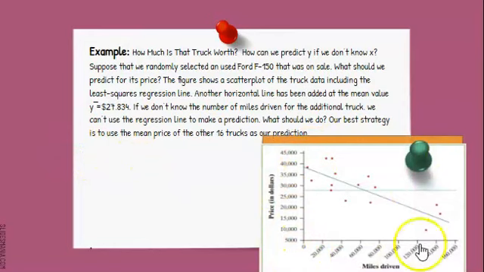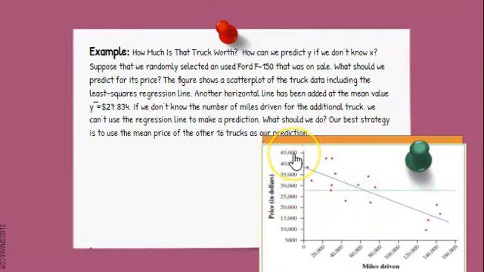So we have the set of data we've collected where we have used Ford F-150s. We have the miles that they were driven and the price. Okay, and there's my least squares regression line. Suppose we randomly select a used Ford F-150 that was on sale. What should we predict for its price? The figure shows the scatter plot. Another horizontal line right here is the average price of all of these. This is the average price.